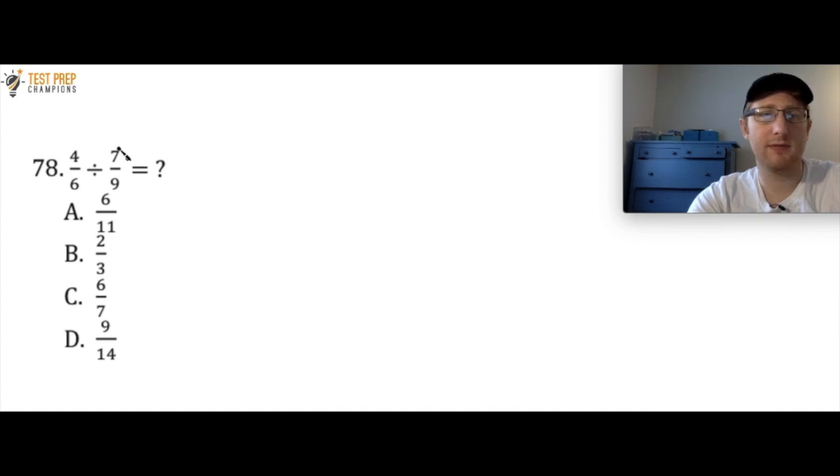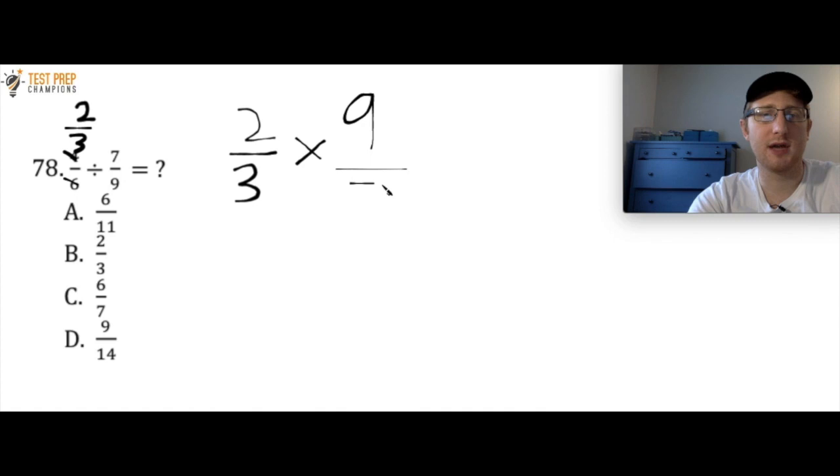Okay, so basically the first thing that I see here that I want to do is I can simplify this fraction since we've got two even numbers. If I divide both by 2, I can rewrite the 4 over 6 as 2 over 3, so that's going to help us out quite a bit. Now if I have to divide fractions and I don't have a calculator, I want to take this 7 over 9 and flip it upside down and make it 9 over 7.